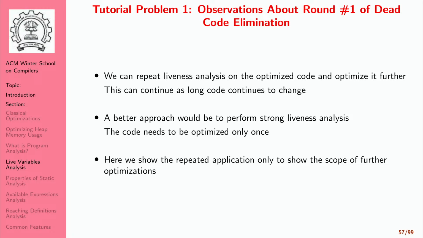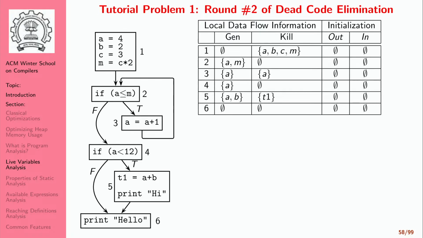That's not how it practically happens. There is some other analysis called strong liveness analysis, which does it in one fixed point computation, in one round of computing until the result stabilizes. But we will not look at it because it's an advanced analysis. We will just show here what happens repeatedly. So let's say I have now deleted this.